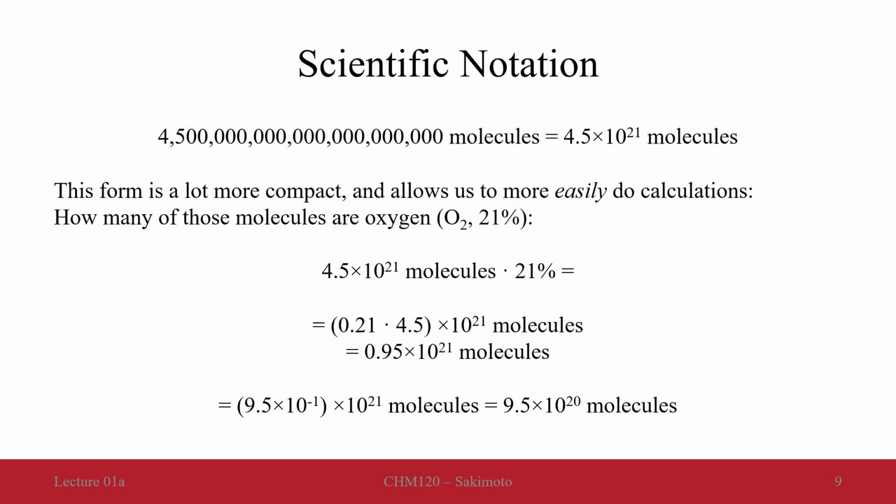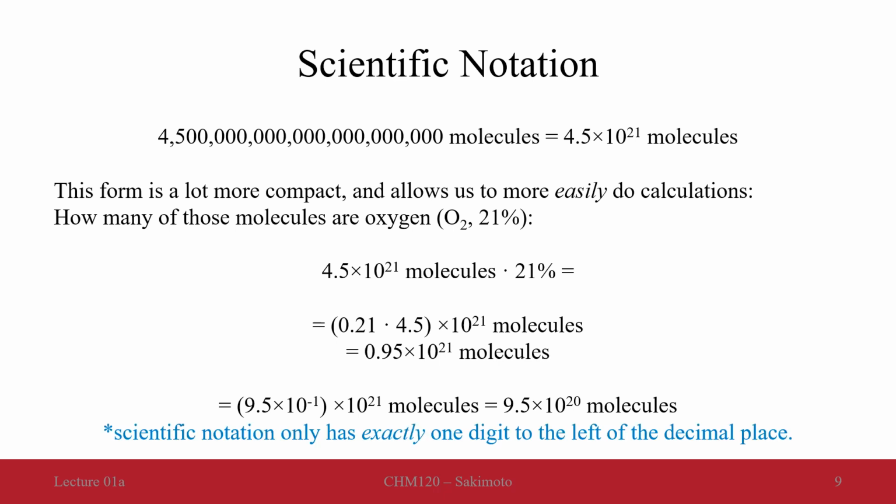to the 21 molecules. Combining everything, dealing with these exponents gives us a proper scientific notation of 9.5 times 10 to the 20 molecules. Again, scientific notation requires us to adjust these numbers so there's exactly one digit to the left of the decimal place, basically one digit in the ones place.